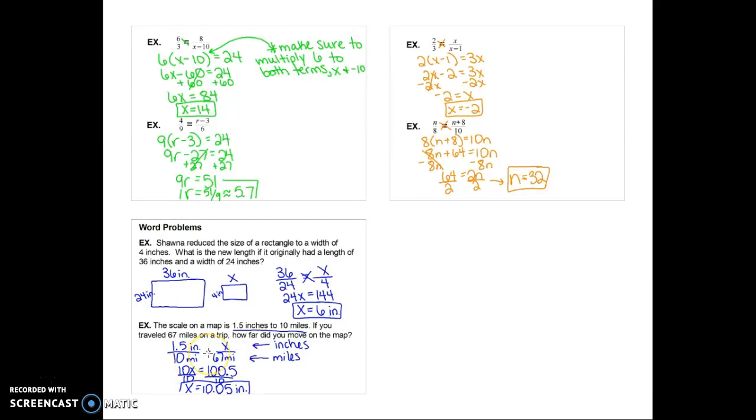Okay. Now again, you have to be consistent. So when I set up my other ratio, I've traveled 67 miles on a trip. I want to know how far did I move on the map. So what I'm solving for is my numerator. That's my inches. In my denominator, I have to be consistent, it was my miles. So I have 1.5 over 10 equals x over 67.